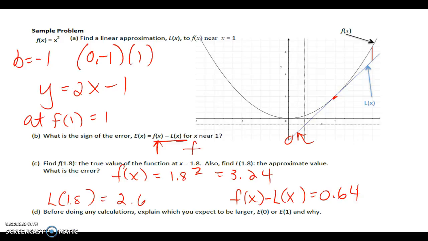Now it says, before doing any calculation, which do you expect to be larger, the error at 0 or the error at 1? Well, the error at 1 should be 0 because we actually found the linear approximation there. So we expect the error at 0 to be larger. So let's find that. We take the two equations. F of x at 0 is 0. The linear approximation at 0 is -1, if I plug 0 into that. So it's f of x minus -1, so my error at 0 should be 1. Okay?